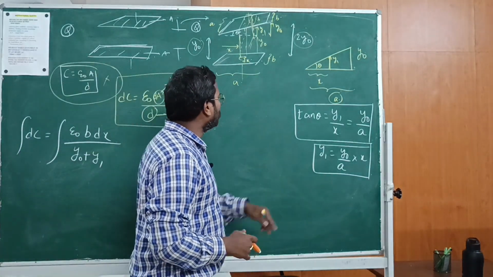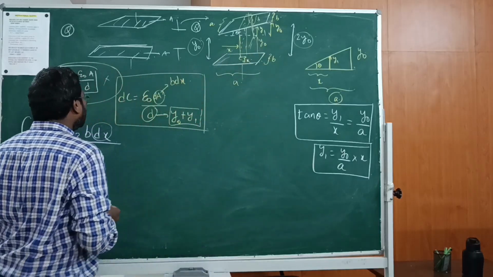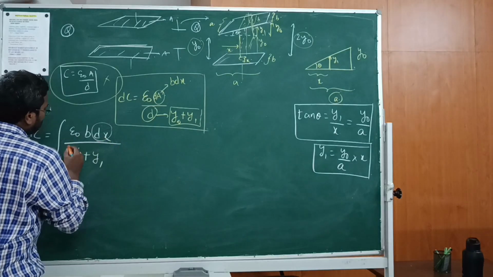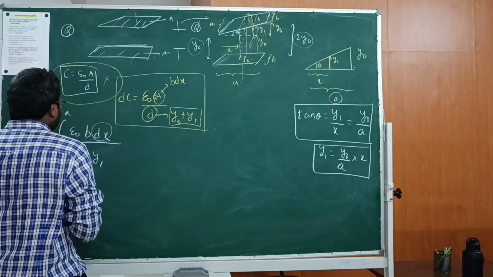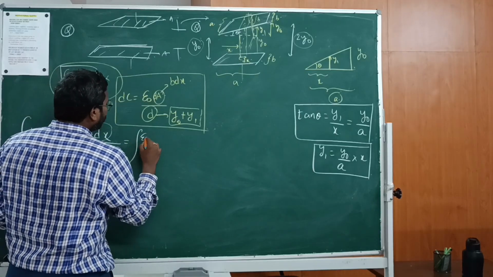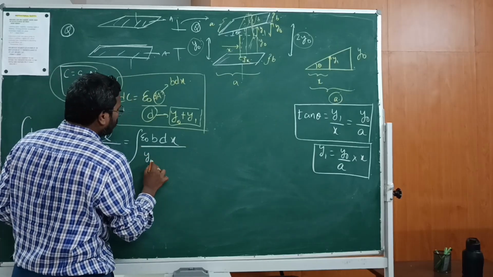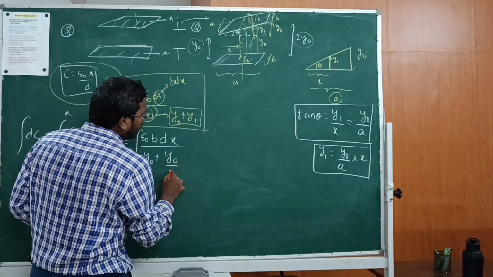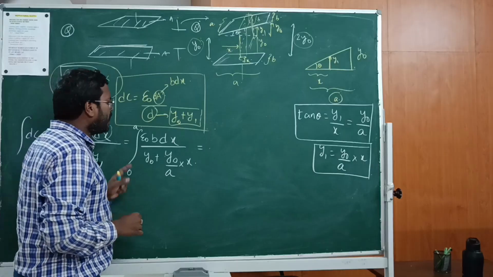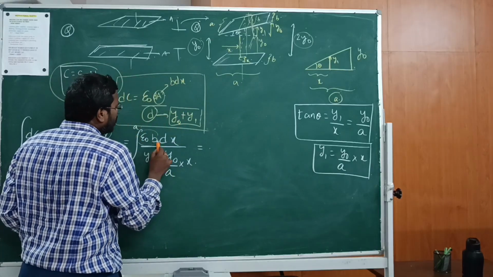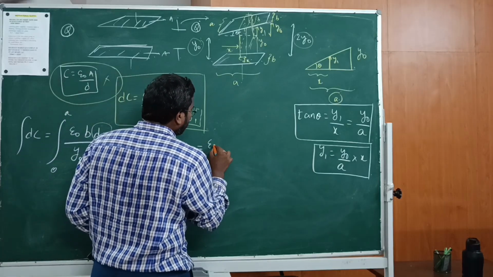So if we substitute all these in this integration, x is varying from where to where? Here dx is there. Whenever dx is there, we have to choose this element, and this element is varying from 0 to a. So we take the integral of epsilon naught b dx divided by Y naught plus Y1. What is Y1 here? Y1 is Y naught by a into x. We take the same limits, 0 to a. Epsilon naught b is a constant, right? Y naught is also a constant, so these can be taken outside of the integration.